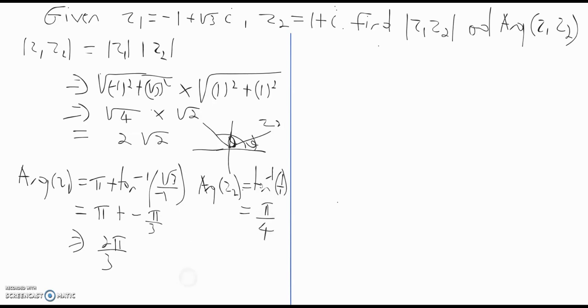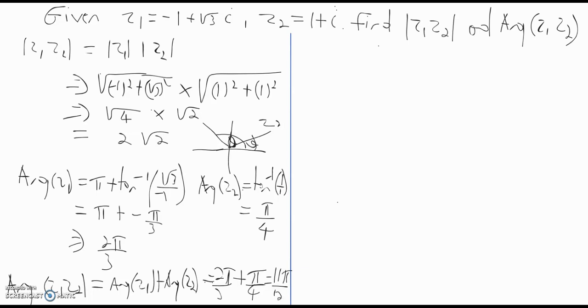All right. Now, this is what we say. Based on the property, we say that the argument of z1 times z2 is simply going to be the argument of z1 plus the argument of z2. So this is equal to 2 pi over 3 plus pi over 4, and this breaks down to give me 11 pi over 12. So my modulus will be 2 root 2, and my argument will be 11 pi over 12.